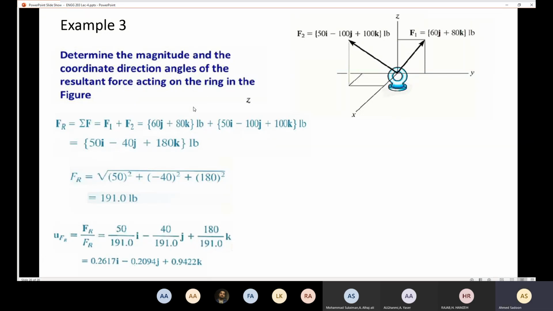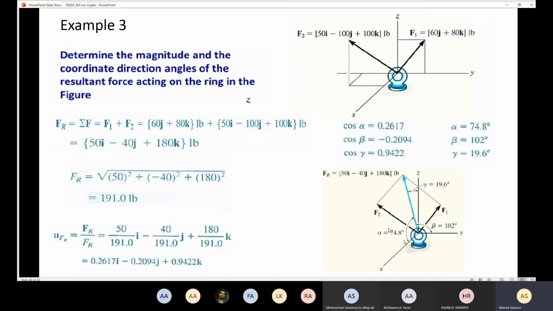Now we need to know the angles. We know that alpha is going to equal the cosine inverse of this part, beta is going to equal the cosine inverse of that part, and gamma is going to equal the cosine inverse of that part. So I will be able to calculate alpha, beta, and gamma. After I finish, I will be able to draw the resultant. Here I have the resultant, I have the angle here, here, and here. Like I said, the resultant is going to be located in that quarter, based on the signs of the unit vectors i, j, and k.